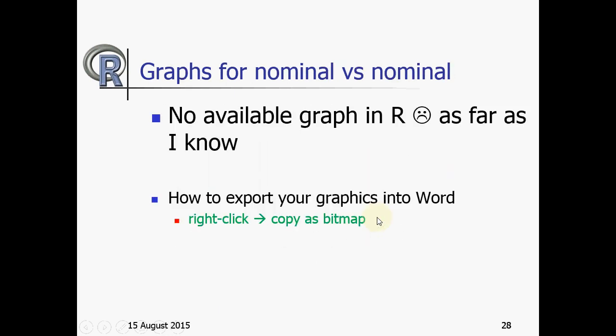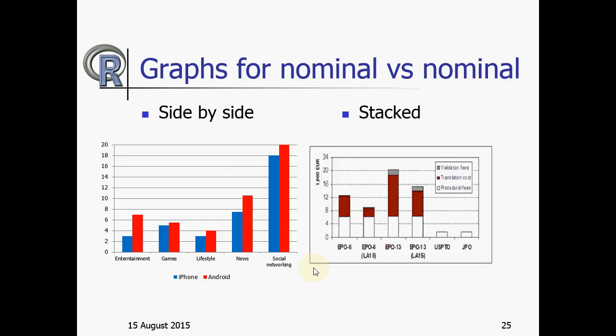Let's see what we can do in R. Nothing. As far as I know, there is no graph for nominal versus nominal. Just to use this slide, I have put here the suggestion on how to export your graphics into Word, but we have already done it last time. Just right click on the graphics and copy it as bitmap. So if you want to get some graphs for these cases, you have to put the data into Excel.